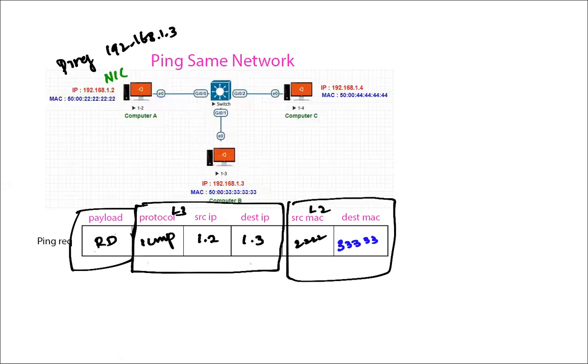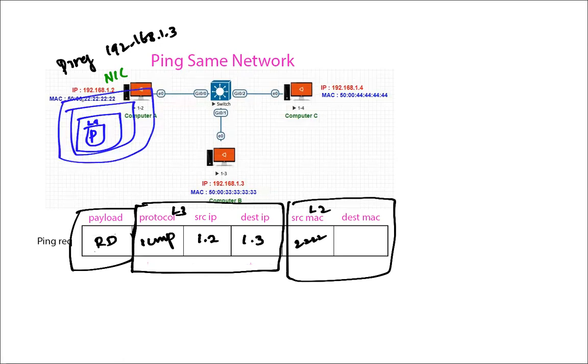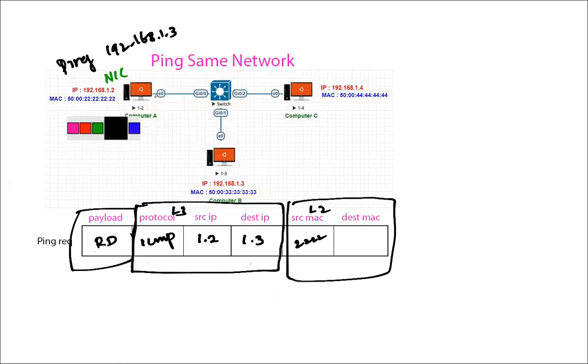See, but what generally happens, guys, is that when this PC is trying to create a payload, then a layer 4 cover, then a layer 3 cover, and at last fills a layer 2 cover, my question is, how are we expecting this PC to know the MAC address of this device? Just see, you have a diagram in front of you.